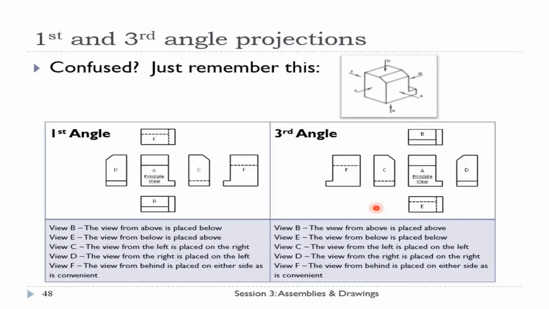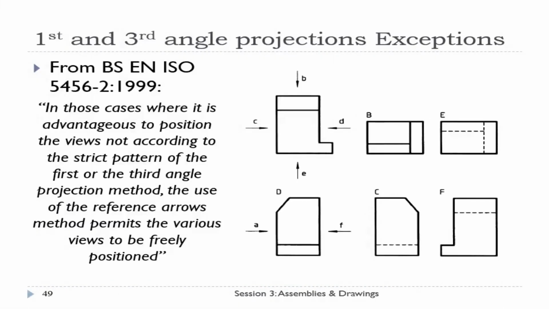So that's first angle. In third angle, we have the same views, but the arrangement is slightly different. View of B, the top view, so the view from above, is placed above. View from below is placed below. View from left is placed on the left. The view from right is placed on the right. And view from behind is placed on either side as is convenient.